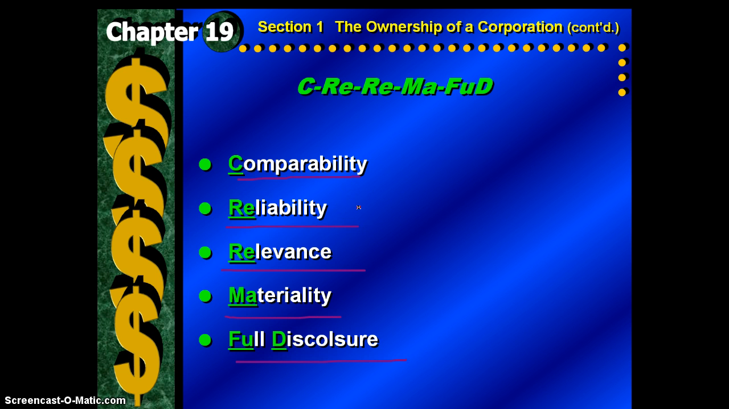Now, to try to remember these 5, I've come up with some sort of an acronym here, all based on the first letters of these 5 characteristics. So I call it C, RE, RE, MA, FUD. C for comparability, RE for reliability, another RE for relevance, MA for materiality, and FUD for full disclosure.